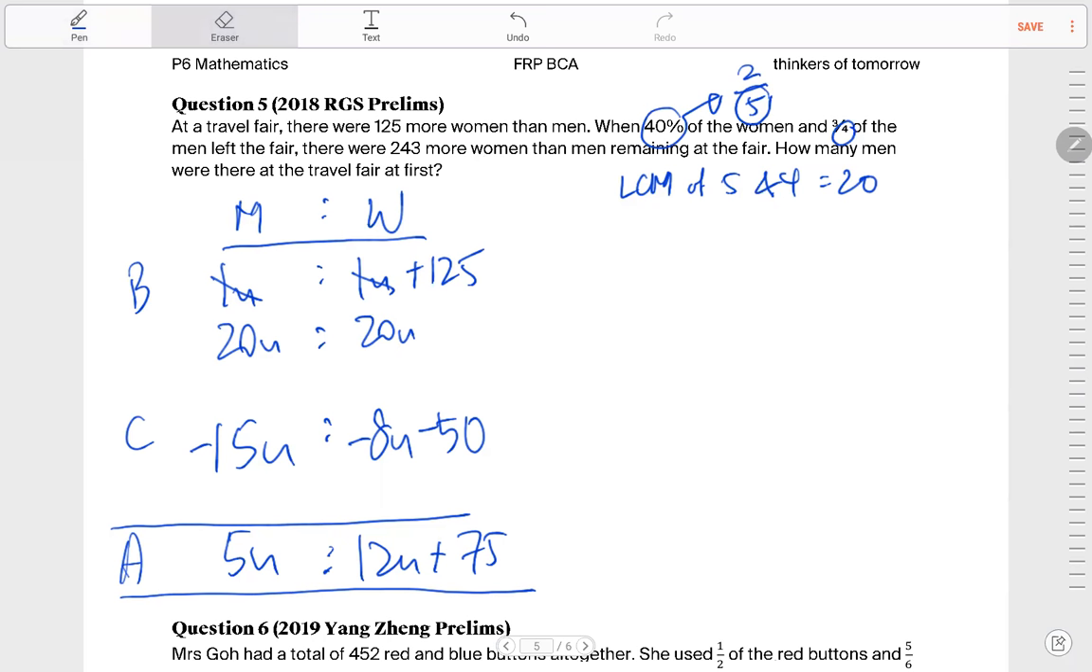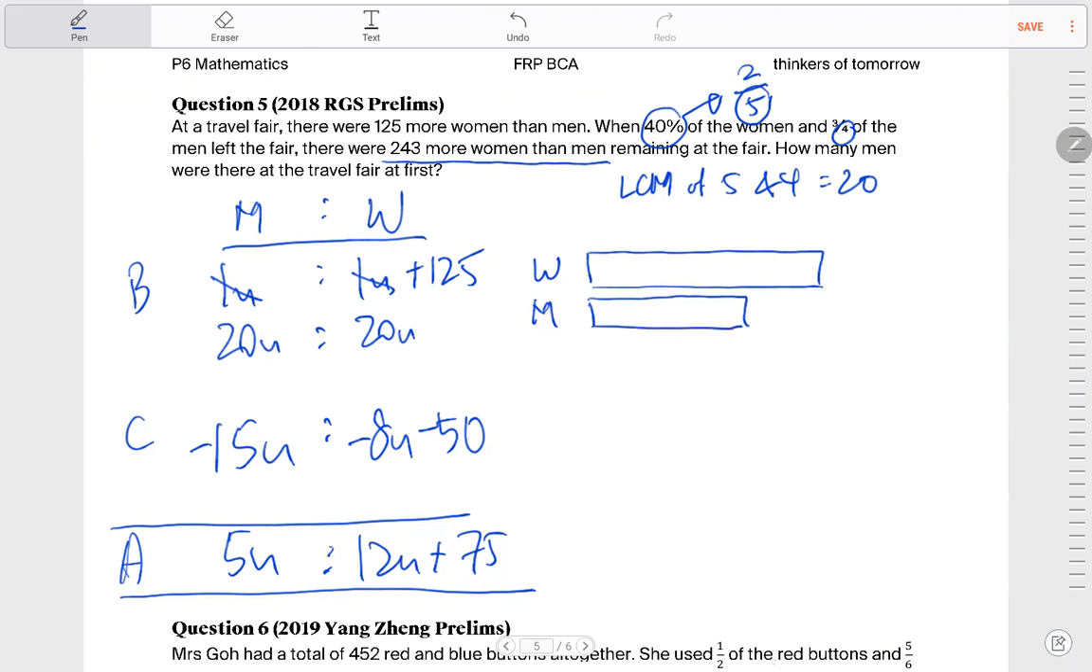Let's see. In this question, they stated there were 243 more women than men. So we're not quite done yet because now there's a second part to it. How do I solve this question? What I'll do first is draw a model to represent this relationship. Very clearly, women is more than men, so women has a longer model than men. Now, how much longer is this model? You can draw a dotted line here, and this would represent 243, since there were 243 more women than men.